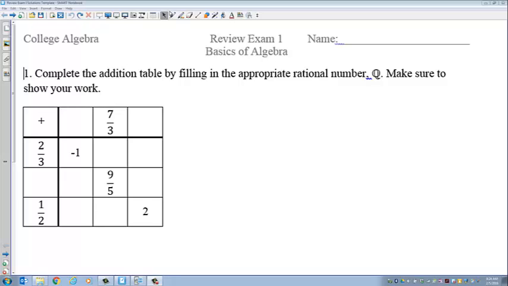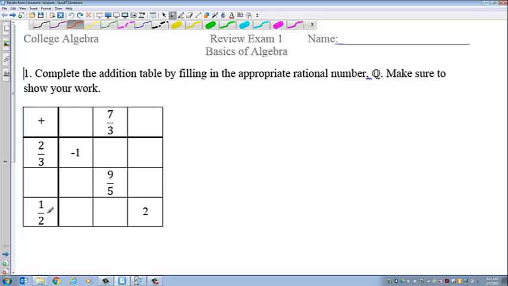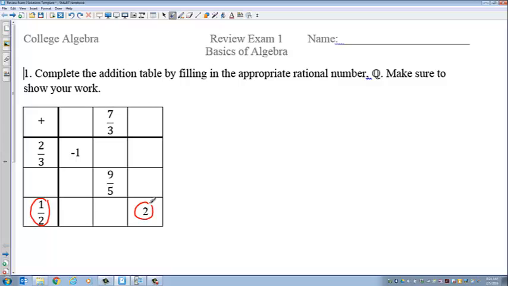This is the review for Exam 1, Basics of Algebra. We're going to start by filling out this addition table. Let's look at some of the simpler ones to do, like this one here and this one here. I can probably actually do in my head.